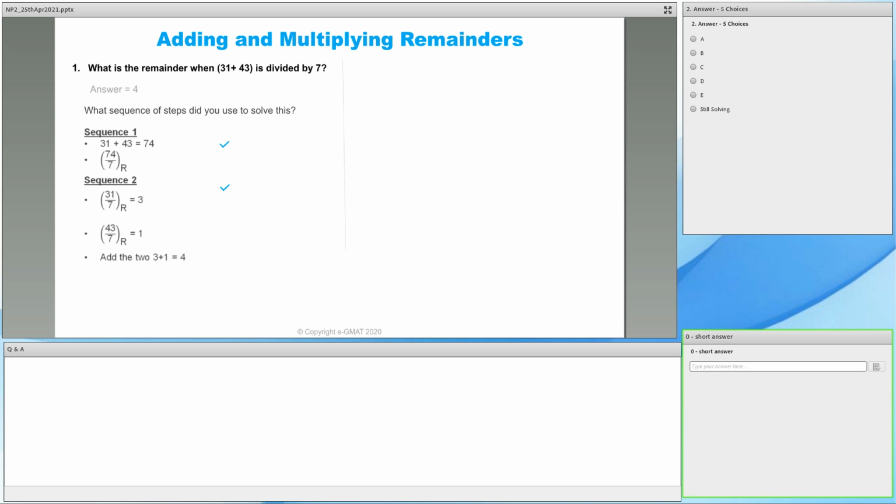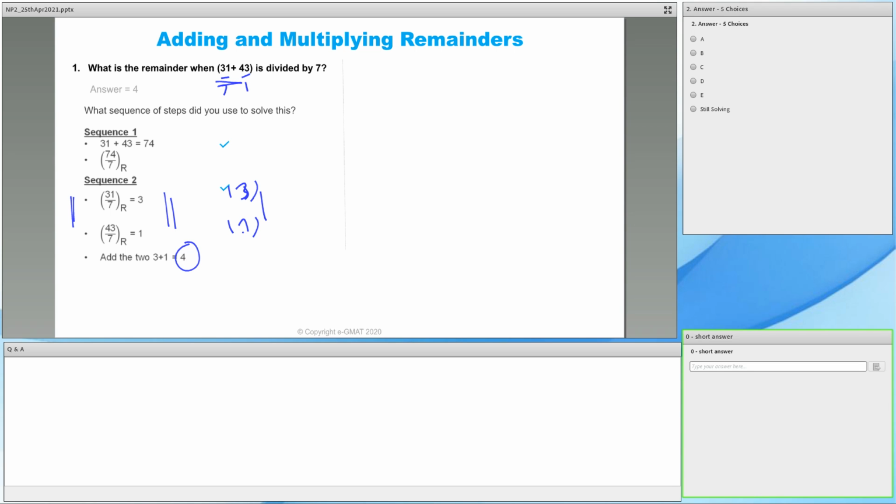Another way of going about it is, hey, why do I even have to add these two things? Can I not take the remainder at these points? Would it not be simpler? And the answer is this actually works. If you find the remainder for these individual terms, 31 when you divide by 7, what's the remainder? 43 when you divide by 7, what's the remainder? What is 31 by 7? 4 into 7 plus 3, right? What is 43 by 7? 6 into 7 plus 1. And if you add the 3 and the 1, you notice that you get the same answer both ways.